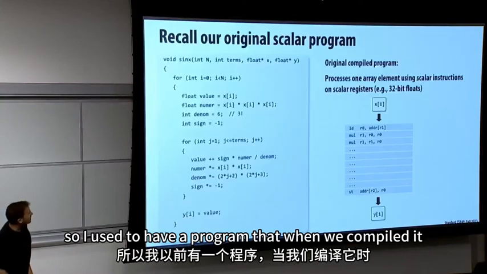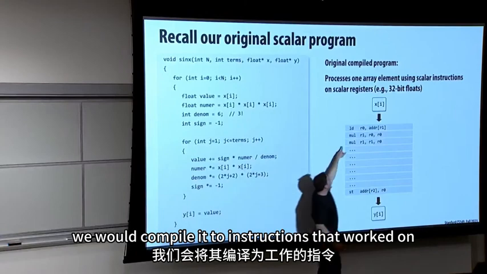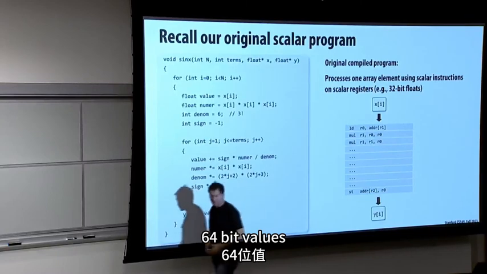So let's see here. I used to have a program that when we compiled it, we would compile it to instructions that worked on scalar registers, like 32-bit values or 64-bit values.